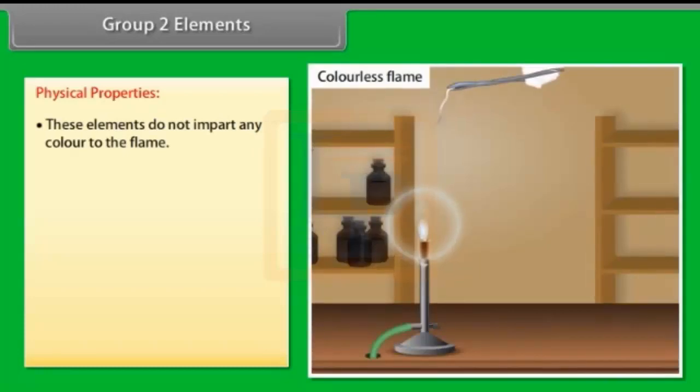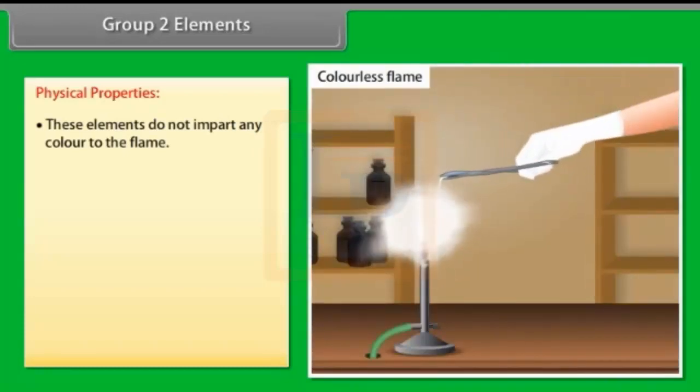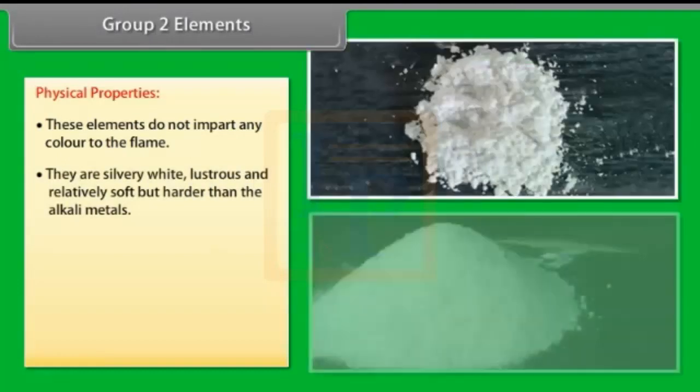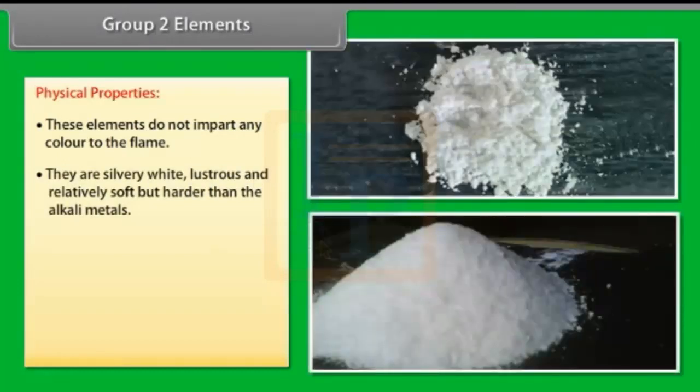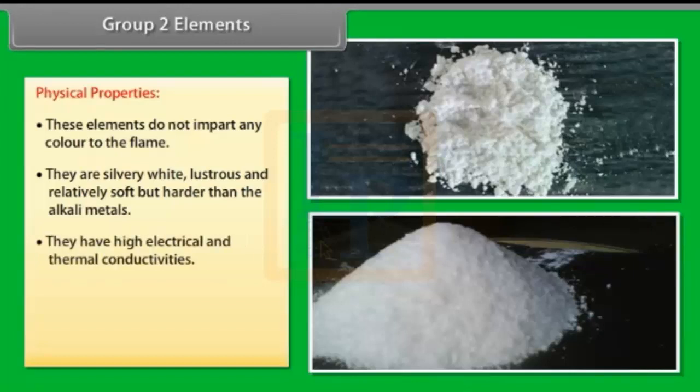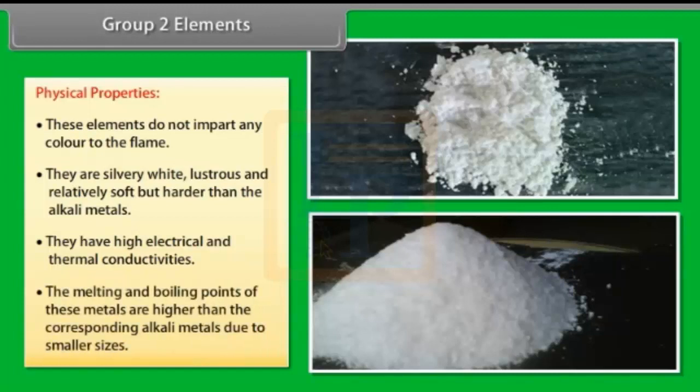Physical properties. These elements do not impart any color to the flame. They are silvery white, lustrous and relatively soft but harder than the alkali metals. They have high electrical and thermal conductivities. The melting and boiling points of these metals are higher than the corresponding alkali metals due to their smaller sizes.